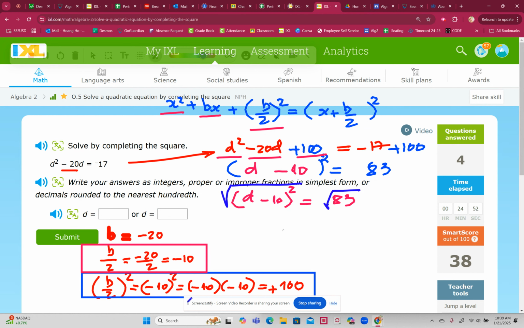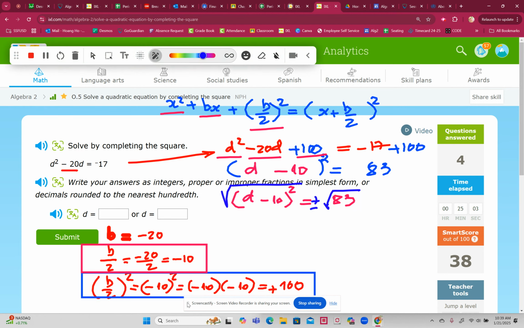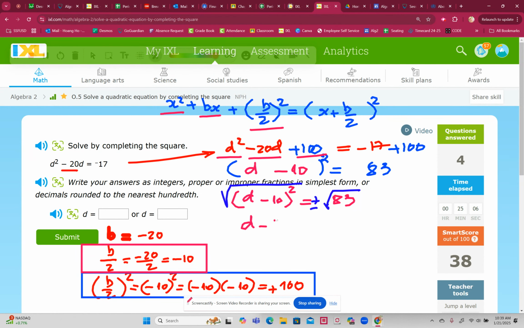What is missing? Plus and minus right here. Okay, so now the square root and power 2 cancel out. Is that right? They cancel out. So now on the left side you have only d subtract 10, and the right side is plus minus square root of 83. You want to solve for d. You don't want negative 10, so negative 10 you can move to the right side. If you move negative 10 to the right side, it becomes what? Positive 10. I'm impressed. That's it.